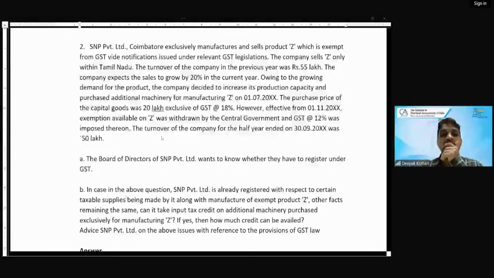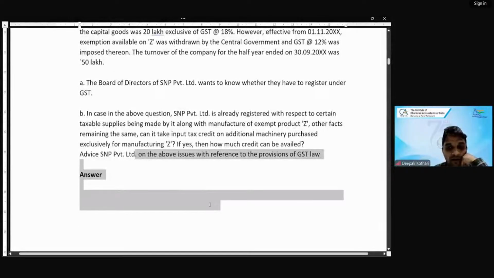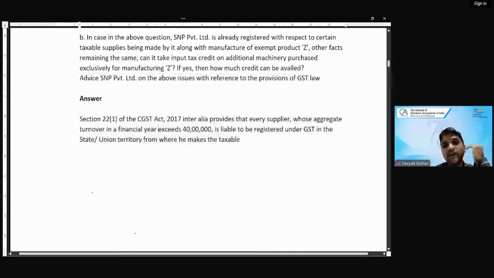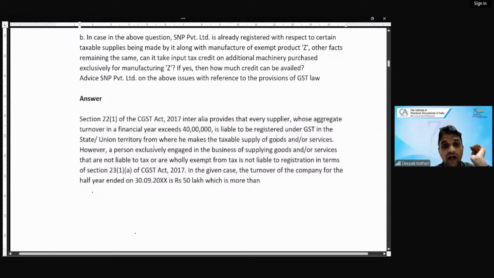Now, the first aspect is that up till July 17, whatever he was supplying was exempted, right? Product H was exempted. Since product H was exempted, should he still register? Section 22 says that every supplier whose aggregate turnover in the financial year exceeds 40 lakhs is liable to be registered in the territory from where he makes the taxable supply of goods or services.